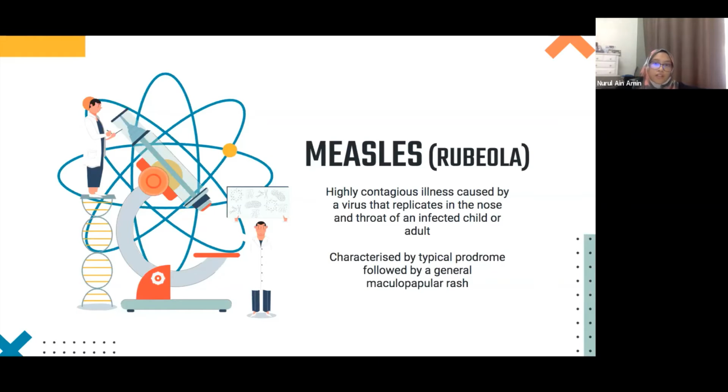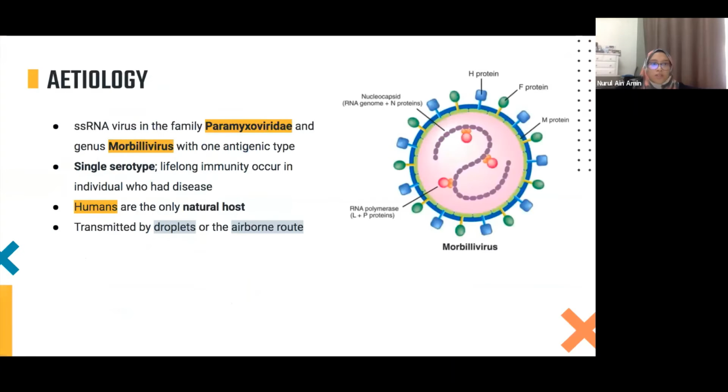And it is also characterized by a typical prodrome followed by a maculopapular rash. So what are the causes? It is caused by a single-stranded virus in the family Paramyxoviridae and the genus Morbillivirus with one antigenic type. With the single serotype, people usually have lifelong immunity after having the disease. Humans are the only host, as it is transmitted by droplets or the airborne route.